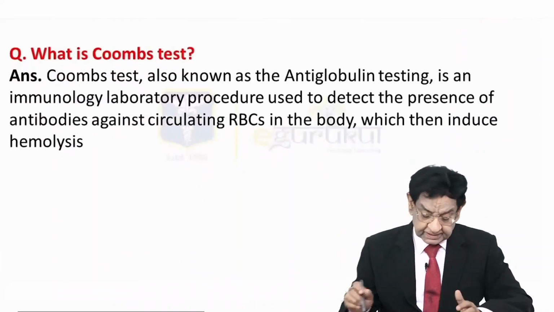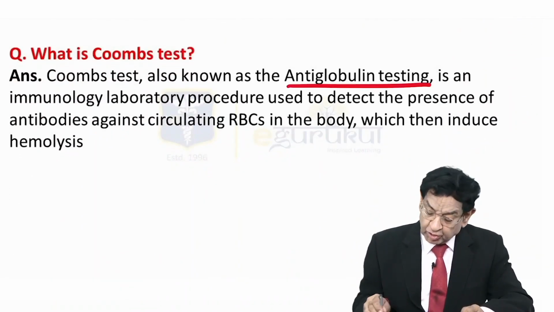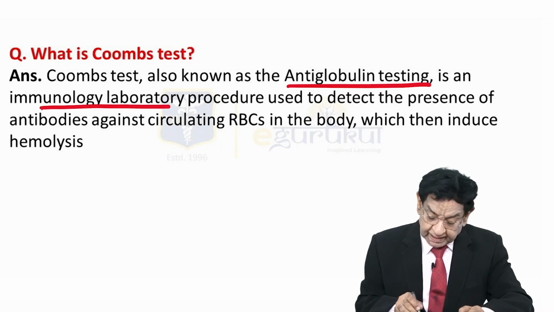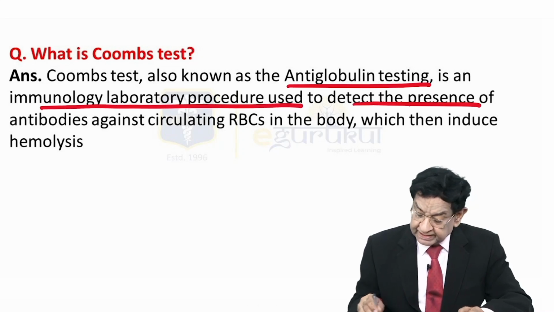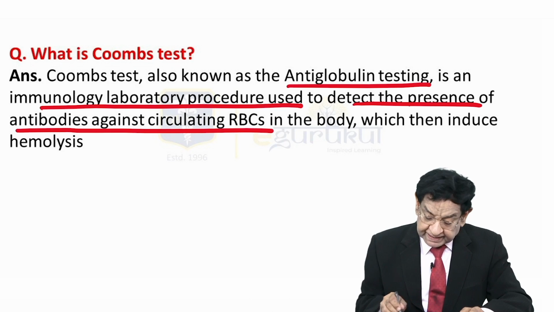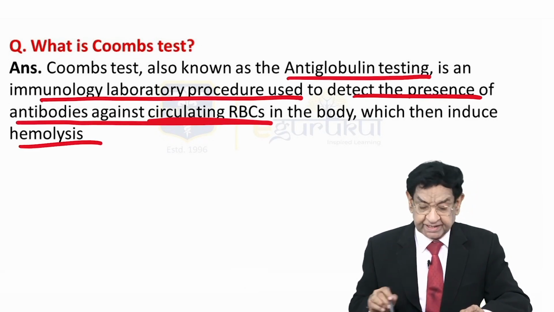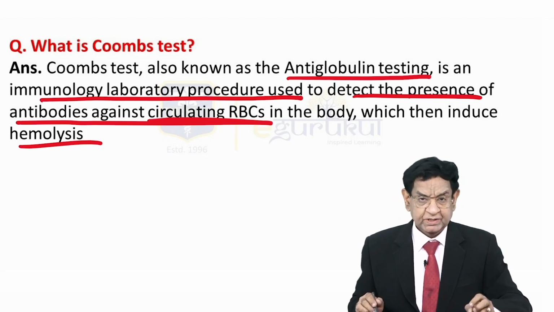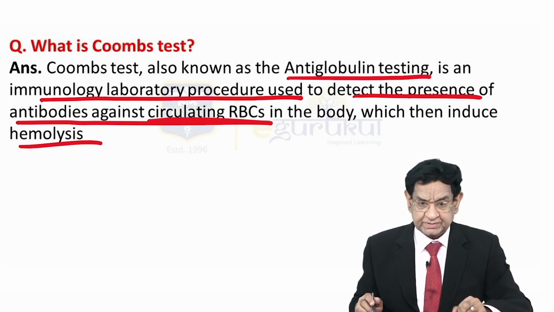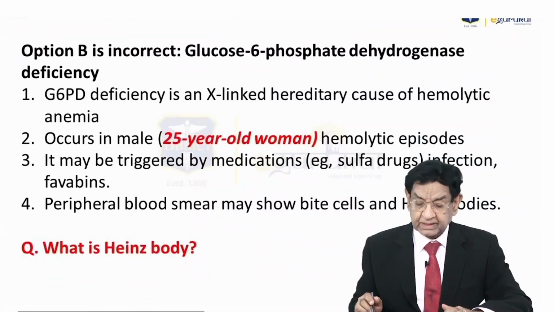Answer is Coombs test, also known as antiglobulin testing, an immunological lab procedure used to detect the presence of antibodies against circulating RBCs, which can induce hemolysis. So I think it's a simple question. Now let's look into other options.